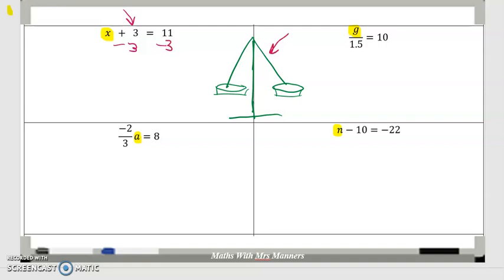If you decide that you'll take away 3 from one side, but you don't do it from the other, then the equation is no longer balanced and your solution will be incorrect. So don't forget, whatever you do to one side, you must do to the other. And yes, you will show your inverse operations.